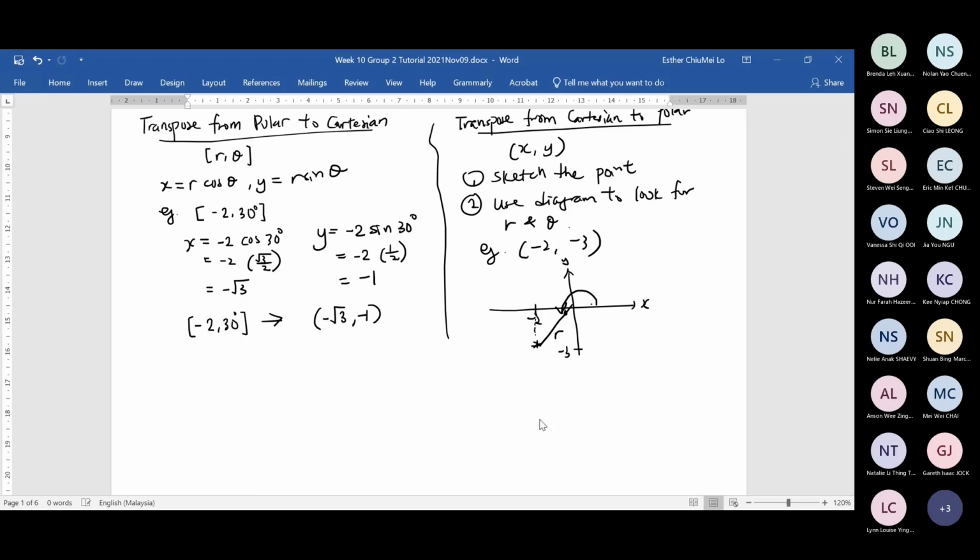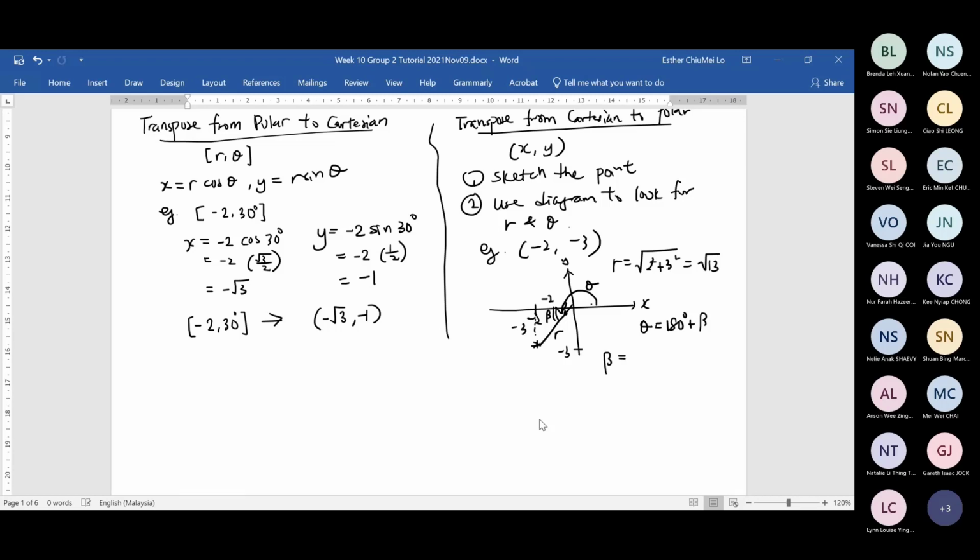As we know, this one is -3 here, and this part is -2. So your r is equal to the square root of 2 squared plus 3 squared, 4 plus 9, so you get square root 13. So that is your r. Now here is the reference angle, and this is our theta. Theta will be equal to 180 plus the reference angle. We use beta to represent the reference angle.